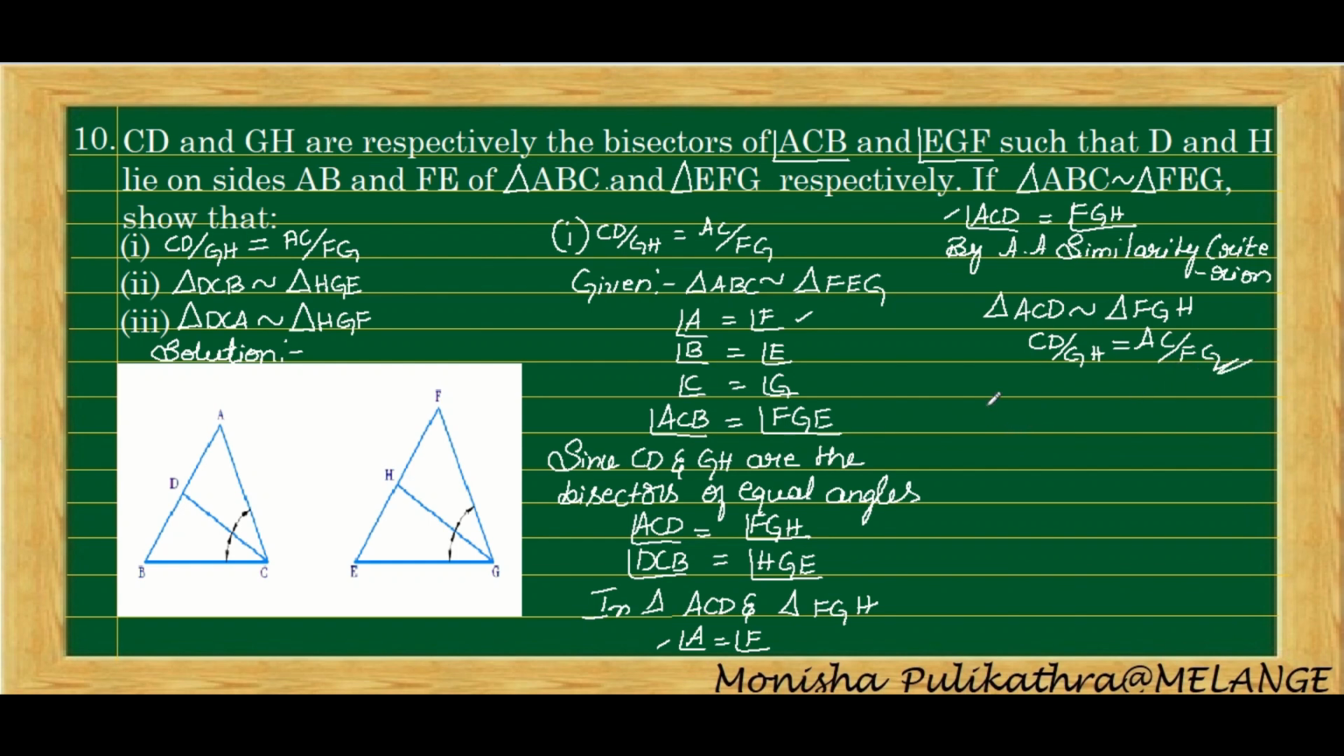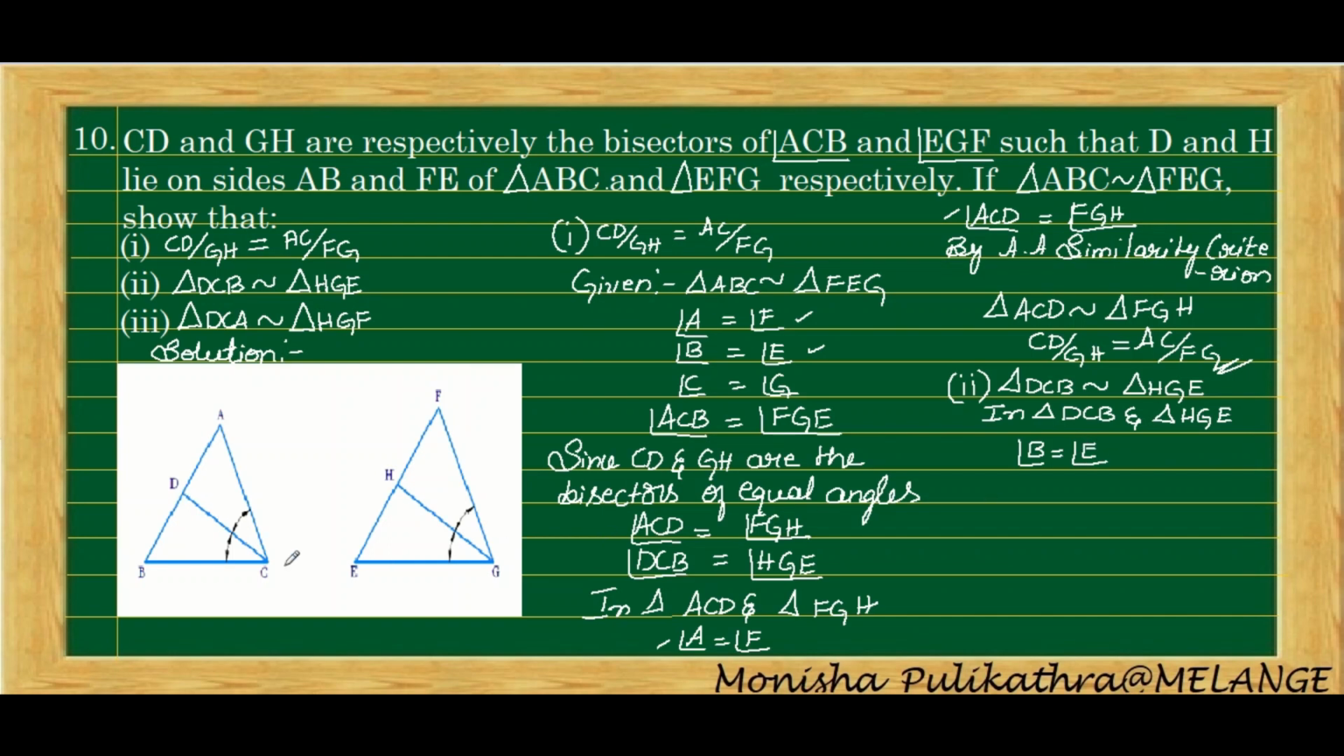Next, the second one is triangle DCB similar to triangle HGE. This is the thing we need to prove. So consider these two triangles, triangle DCB and triangle HGE. Here angle B is equal to angle E. Already we have proved that. Angle B is equal to angle E.